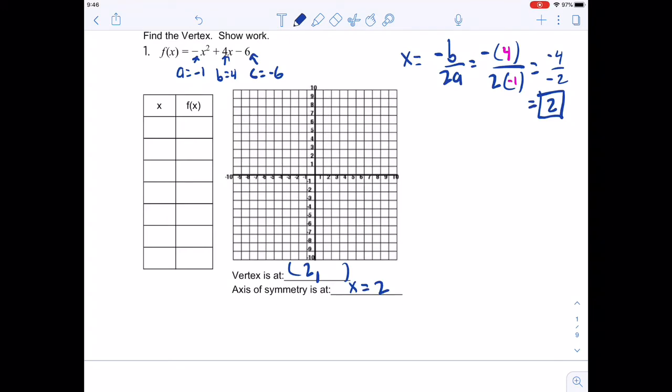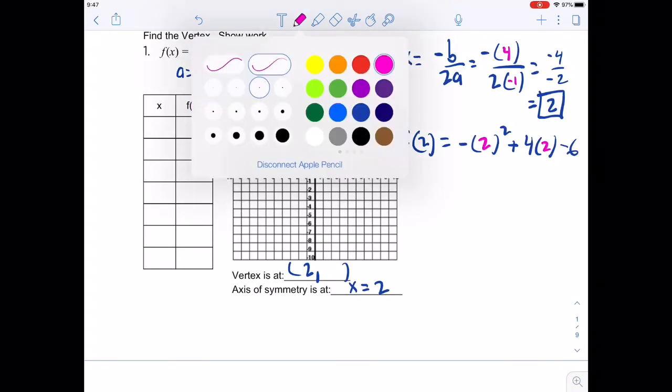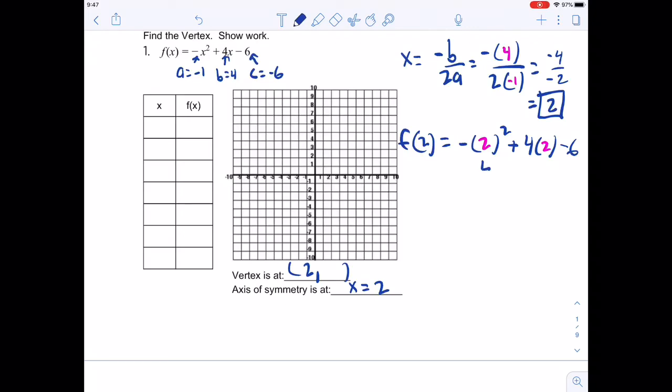Then we're going to substitute that back into our equation. So f of 2 to find the y value. So negative parentheses squared plus 4 times 2 minus 6. Substitute the 2 in there. Calculate, remember, exponent first. 2 squared, 4. Bring down a negative. Plus 4 times 2 is 8. Minus 6. Remember the negative in front. So negative 4 plus 8, 4. Then minus 6 is negative 2. So our y value is negative 2.